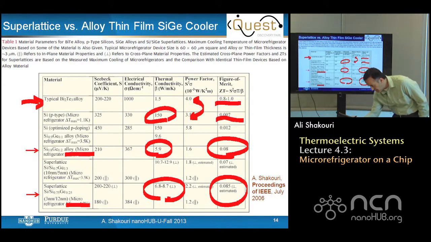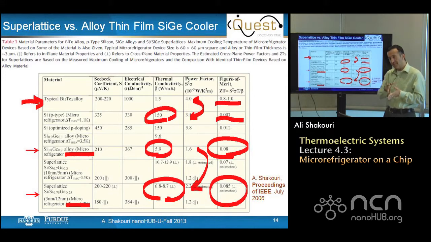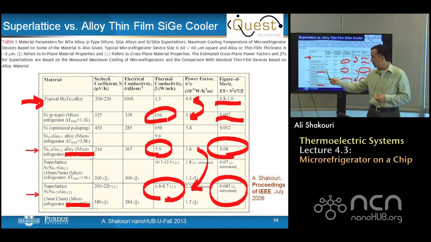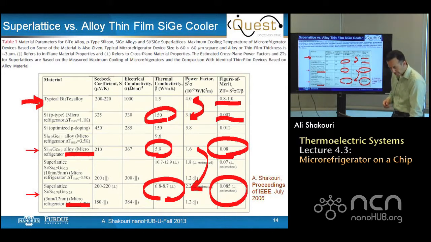So there is a significant improvement in power factor, presumably because of these multiple barriers and energy filtering, but some of it is cancelled, or most of it is cancelled, by the higher thermal conductivity. As a result, ZT is very low, on the order of 0.08. Even with these low ZTs, we are able to observe 4 degrees Kelvin, 4 degrees Celsius cooling at room temperature, and 7 degrees Celsius cooling at 100 degrees Celsius.